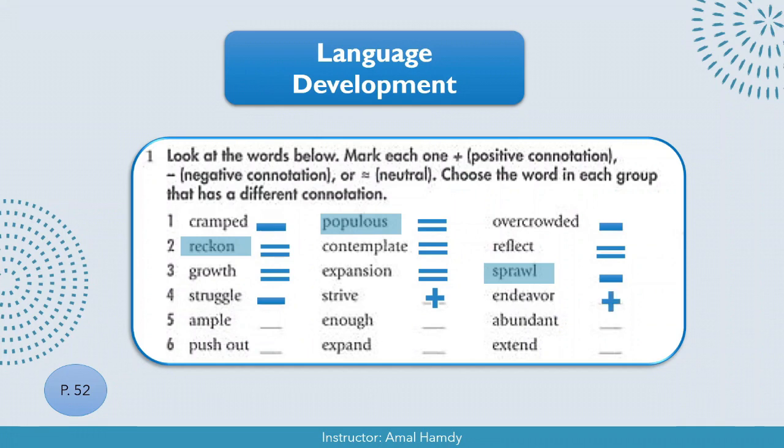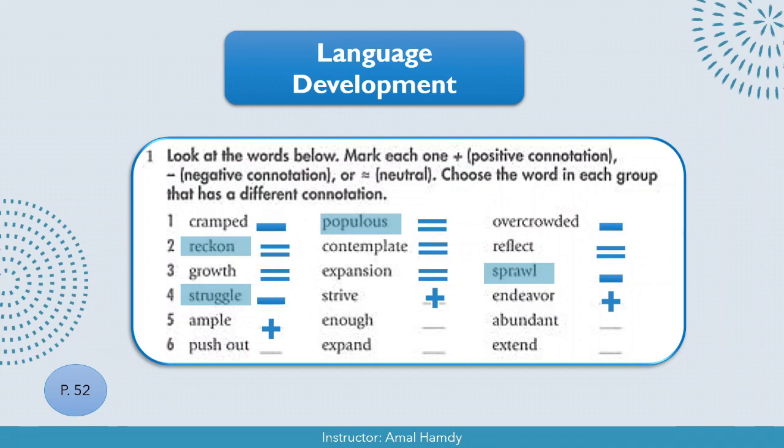So of course, the different word here is struggle because it has a negative meaning. Number 5, we have ample, enough, and abundant. They all mean enough, but ample has a positive meaning because it means more than enough.